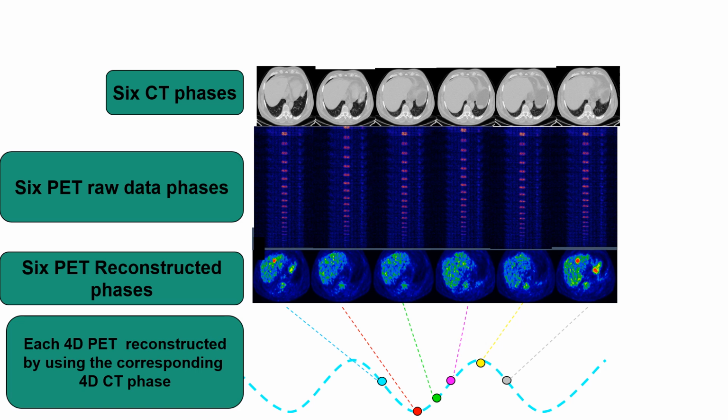We first acquire a CT that is split in the number of phases in which we want to divide the breathing cycle of the patient. In the example in the slide, we have 6 phases. Then we acquire in list mode the PET counts, and with the help of an external trigger, we assign to each coincidence one of the breathing phases. And finally, we reconstruct the 4D PET using, for correcting attenuation, the corresponding CT phase images.